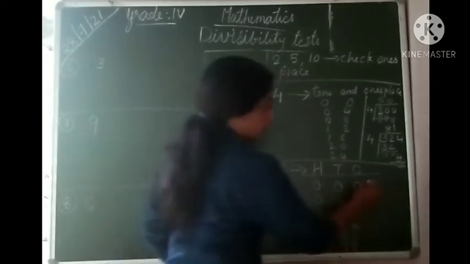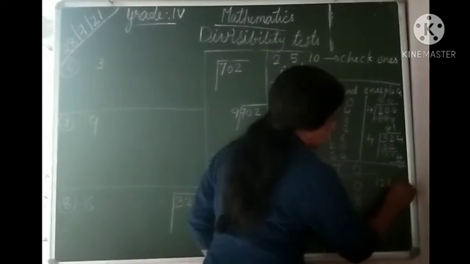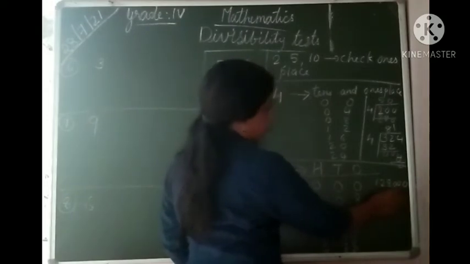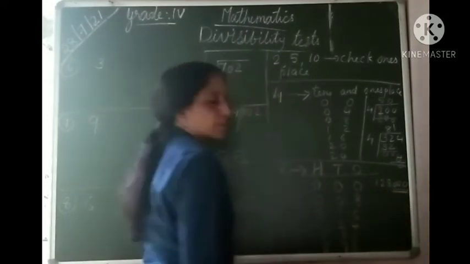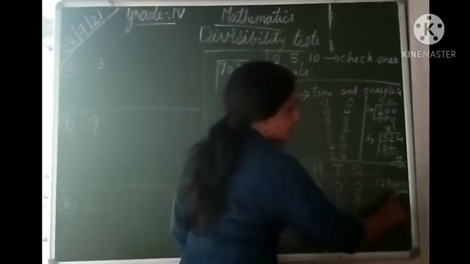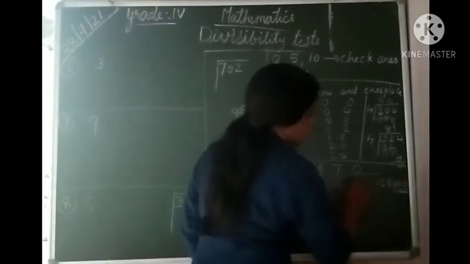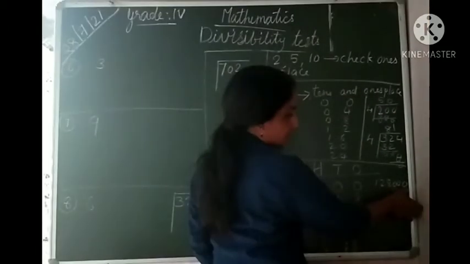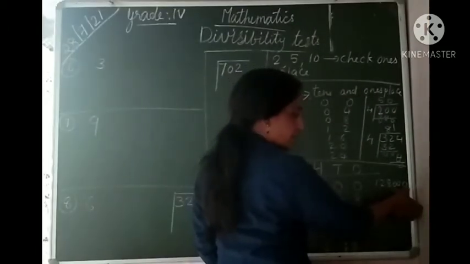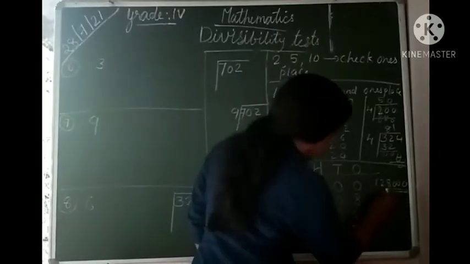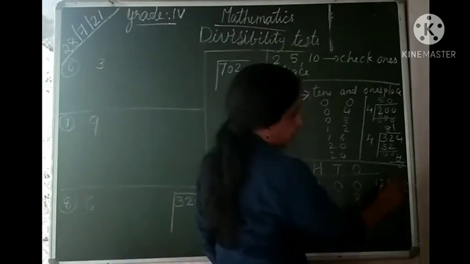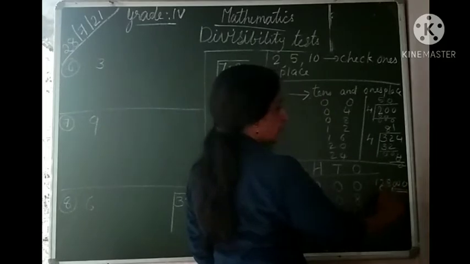If the number is very big, like 1,28,000, without division I can easily say this number is divisible by 8. Why? Yes, the ones, tens and hundreds places are 0. You can also say this number is divisible by 4 because the last two places are 0. Is it divisible by 2? Yes, because its ones place is 0. Is it divisible by 10? Yes, because the ones place is 0. Is it divisible by 5? Yes. Therefore, 1,28,000 is divisible by 2, 5, 10, 4 and 8.